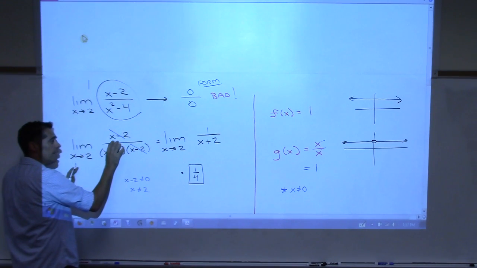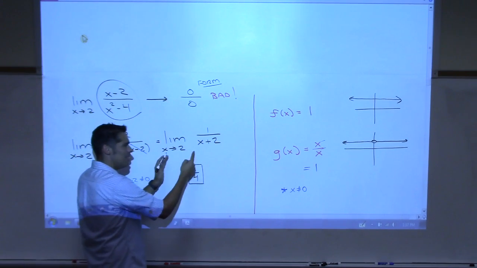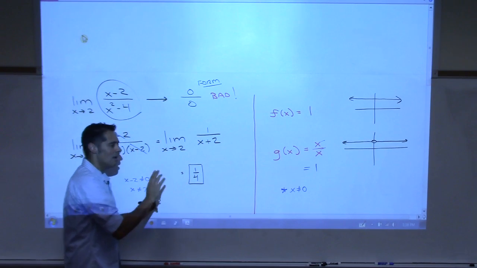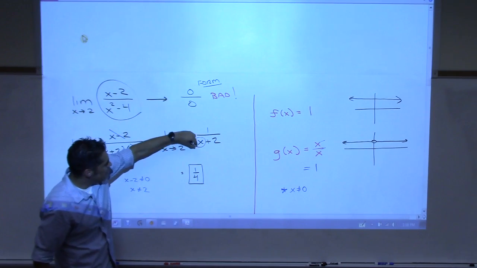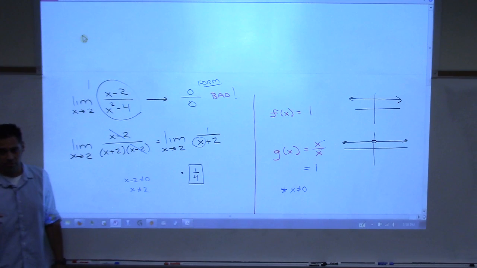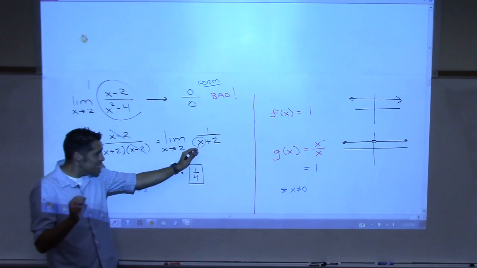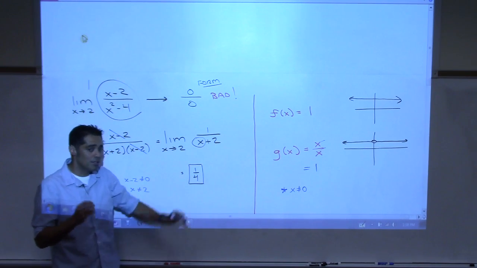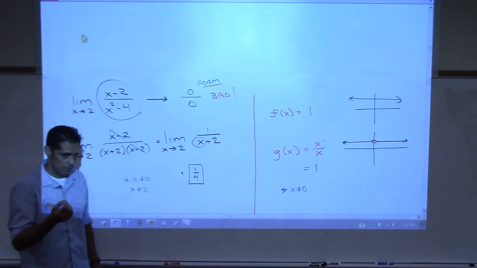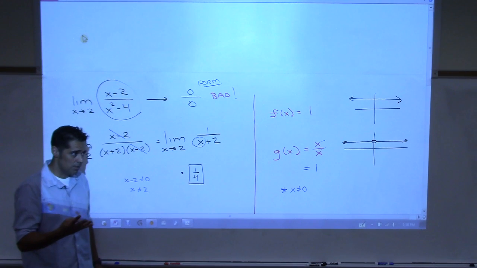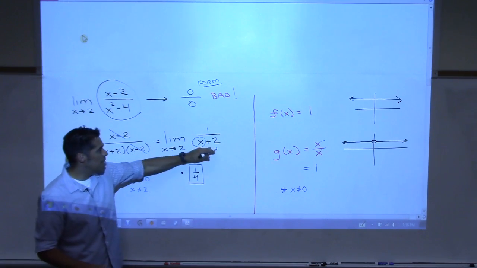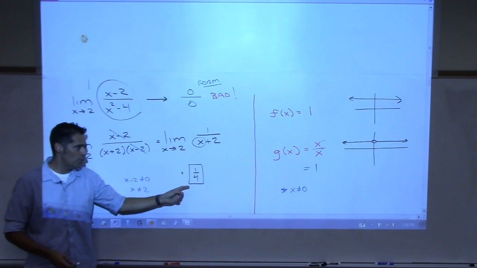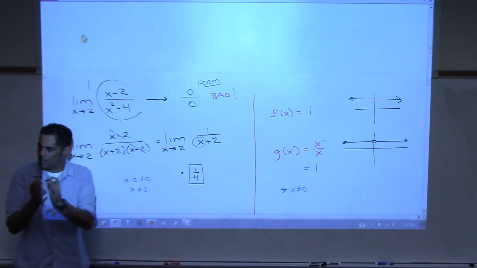Okay. And now you might be saying, but wait a minute, didn't you just let it be 2? I didn't. Look, I'm letting this right here get really close to 2. What is a number that's really close to 2 plus a number that is 2? That's a number that's really close to 4, right? And what's 1 divided by a number that's really close to 4? It's 1 over 4, right? It's close to it.